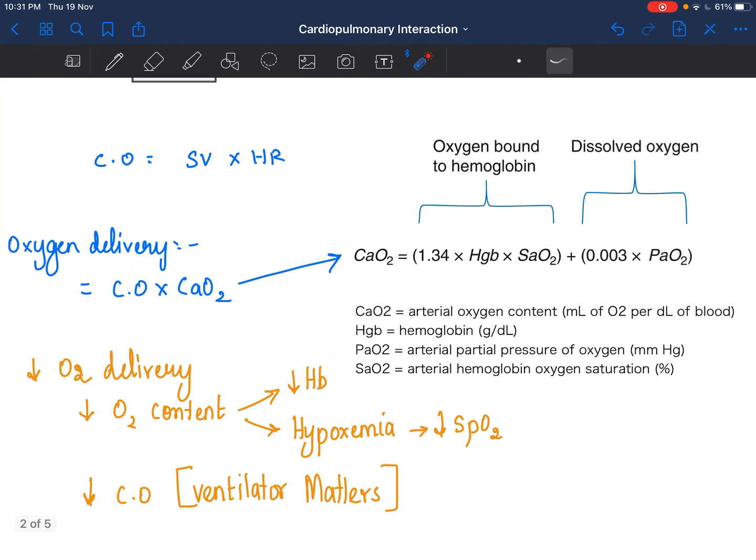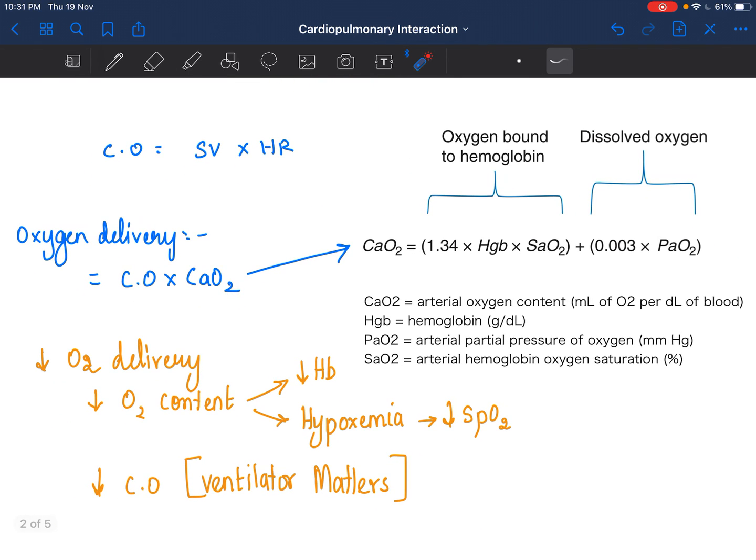So how do you calculate the oxygen in the blood? You calculate it as 1.34 times hemoglobin times saturation plus 0.003 times PaO2, where PaO2 is the dissolved oxygen, and the hemoglobin term reflects the percentage of hemoglobin that is bound to oxygen, right? So what are the conditions that can decrease oxygen delivery to tissues? If you look at this formula, anything that reduces cardiac output, or anything that reduces the oxygen carrying capacity of the blood, the arterial oxygen content, right?